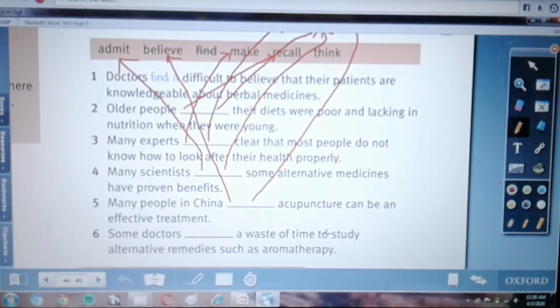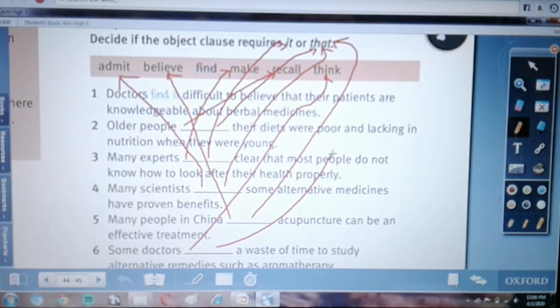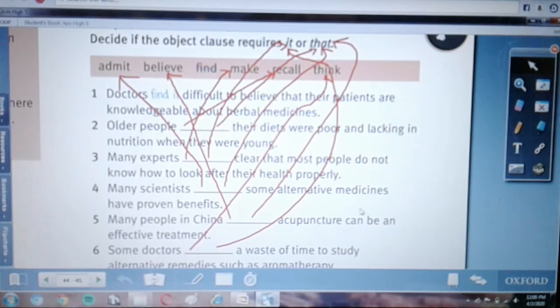Which one sounds better? The first one or the second one? The one that uses it or the one that uses that? The one that sounds better is: some doctors think it a waste of time to study alternative remedies such as aromatherapy. Right, so that's for the second part.